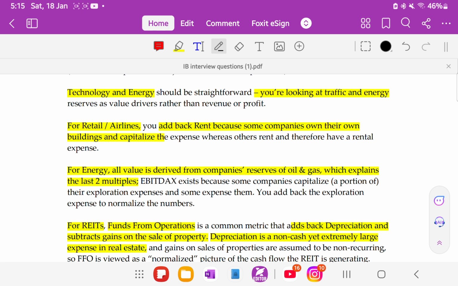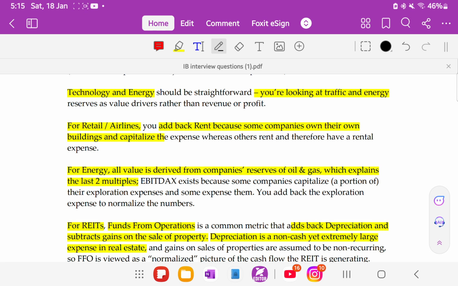Then we have energy. For energy, all value is derived from the company's reserves of oil and gas, which explains the last of the multiples. For EBITDAX, some companies capitalize their exploration expenses and some expense them, so you add back the exploration expenses to normalize the number.